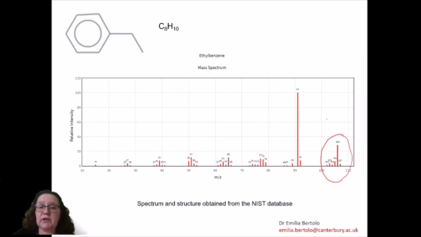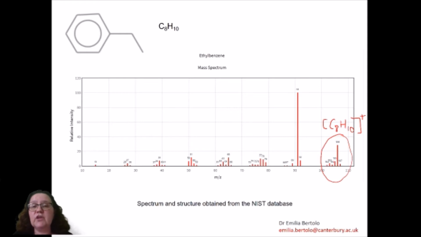So this fragmentation peak is actually the molecular ion of the molecule. It corresponds to the full structure of the molecule. And look at how I'm writing it in square brackets and with a plus. That's because it's an ion. It's a positive ion. The spectrometer has knocked off an electron. And I would say the fragment C8H10 in brackets and with a plus has a mass to charge ratio of 106.